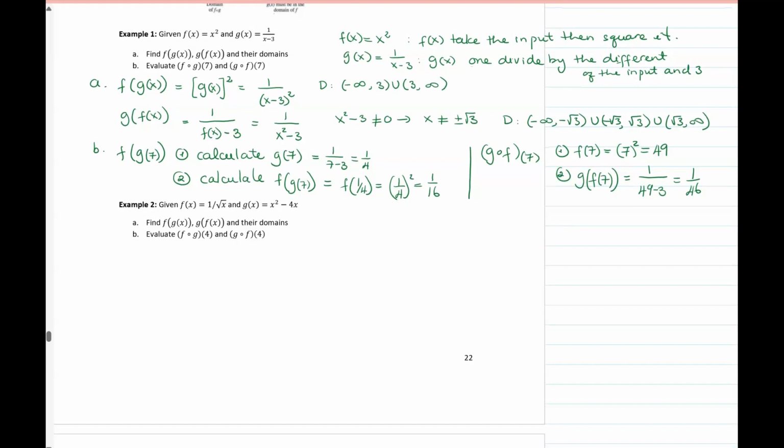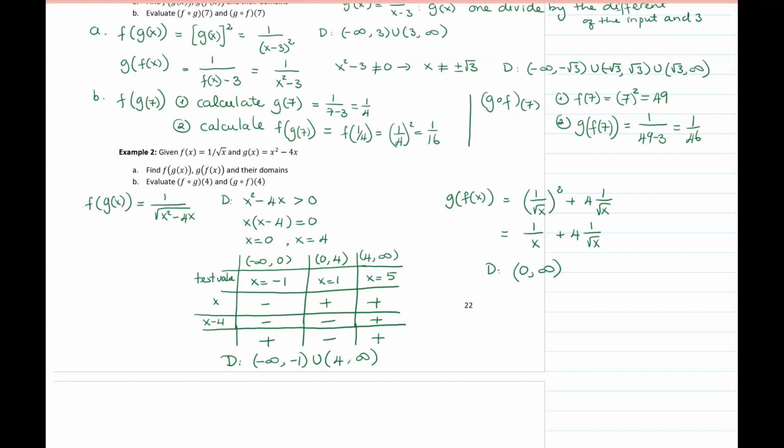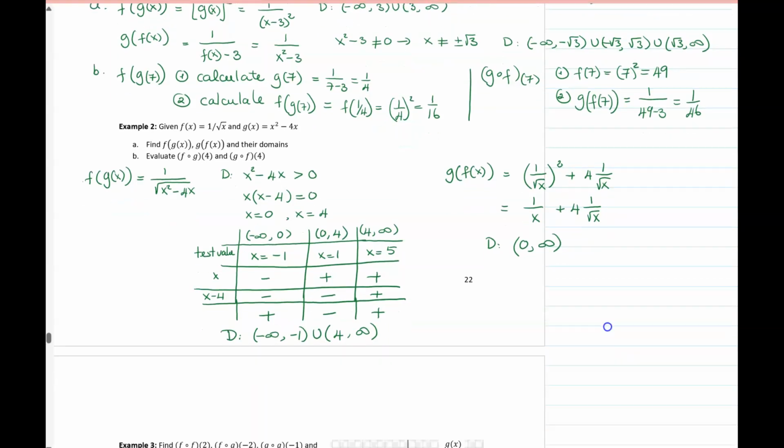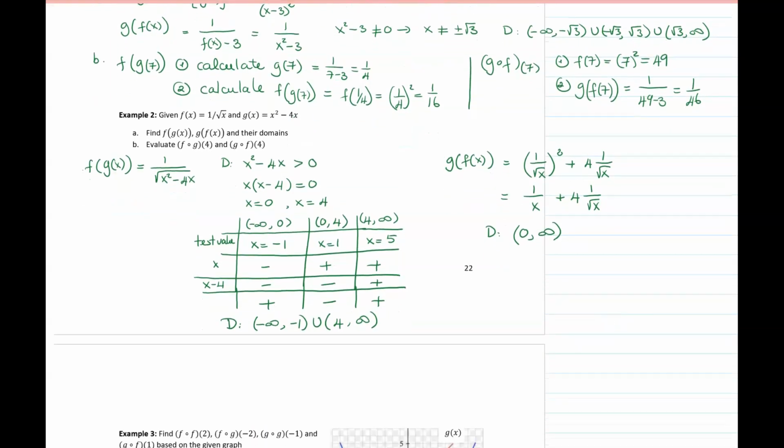I'll let you try the next one on your own, then we check the answer. So this is the composite of f of g of x and g of f of x and their domains. The next thing we calculate is f of g of 4 and g of f of 4, and you can do this on your own.